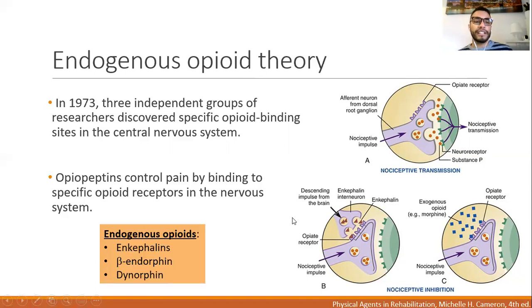We have a couple of other endogenous opioids in our body, including enkephalins, beta endorphin, dynorphin. Those are examples of endogenous opioids. And the same happens also if we take a look in picture C with exogenous opioids. So here we have also drugs that are artificial opioids. For example, morphine is an exogenous opioid that is also able to bind to this specific opioid receptor in the afferent nerve. And this also inhibits the release of substance P from the vesicles. And there is no communication with the other nerve cell. Therefore, there is no transmission of nociceptive stimulus.